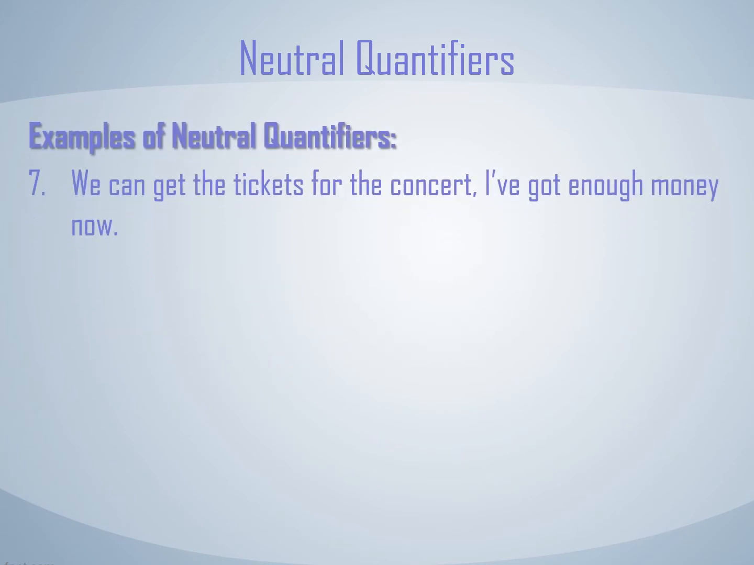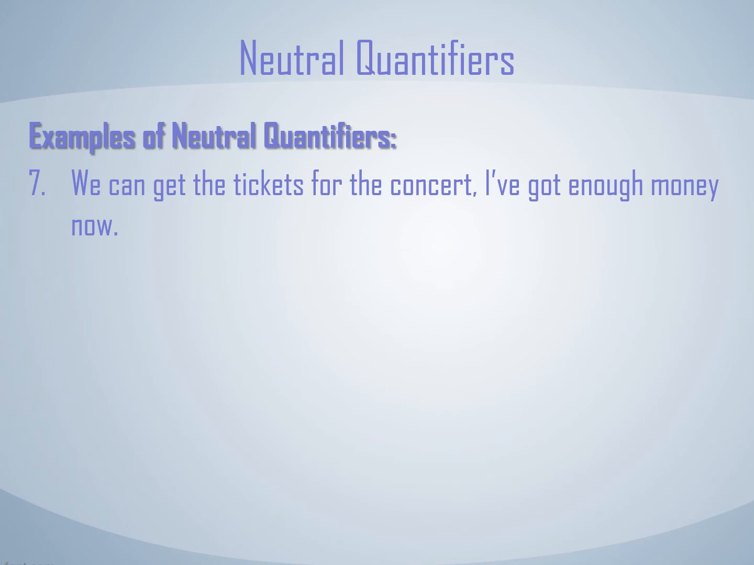We can get the tickets for the concert. I have got enough money now. About enough, I explained to you that we can use enough in all contexts. It means in negative, interrogative, and simple affirmative sentences, you can use enough. Now you can check the examples.